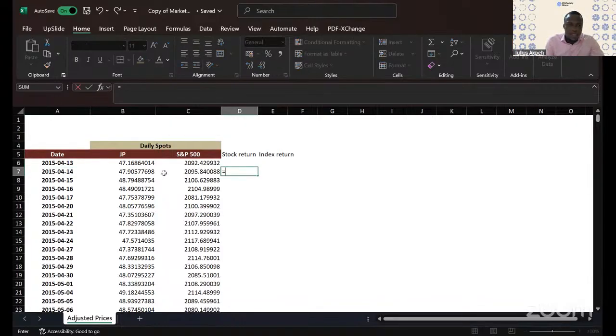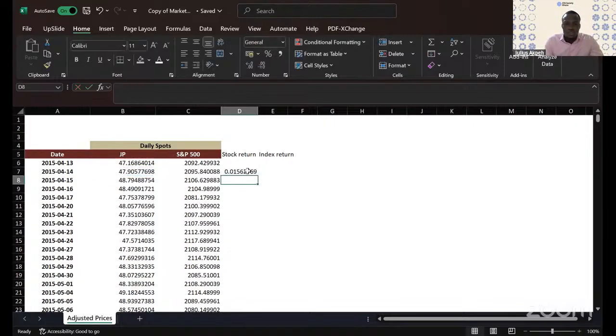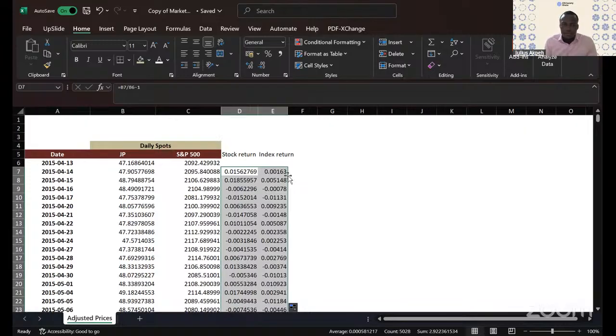So I have to start calculating my returns from here. For the stock, I'll take the current price divided by the previous price minus 1. That's the price change from yesterday, and then I can drag. So I have it for the index as well. Then I just drag down. So I'm cool with this.